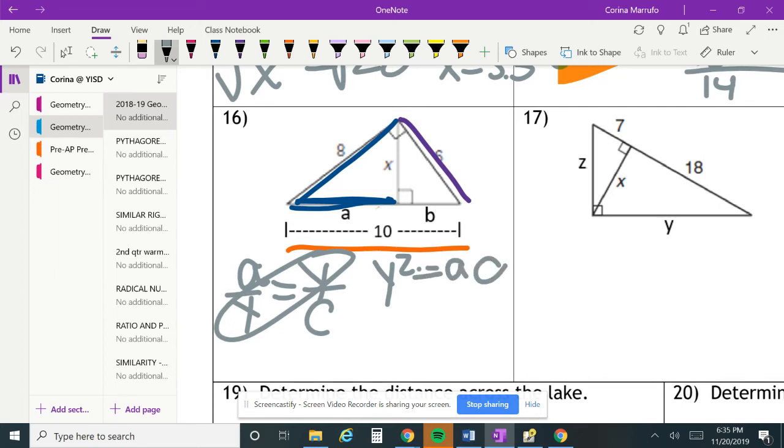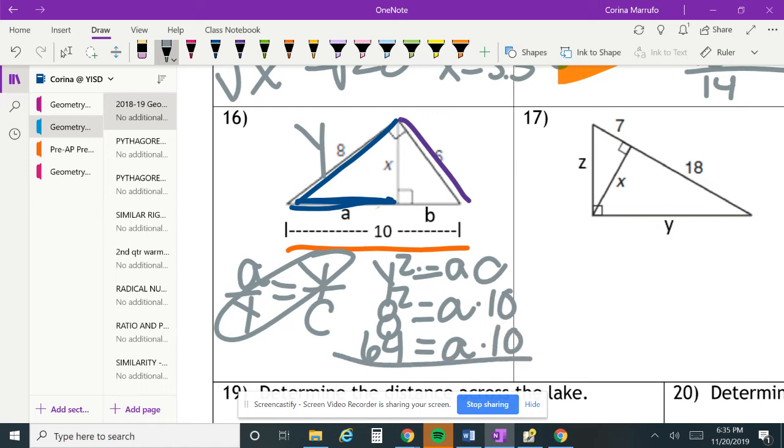I'm going to plug in what we know. We know Y is 8, squared equals A. We don't know, that's what we're looking for. And C is 10. 8 squared is 64 equals A times 10. We divide by 10, and we get A equals 6.4.